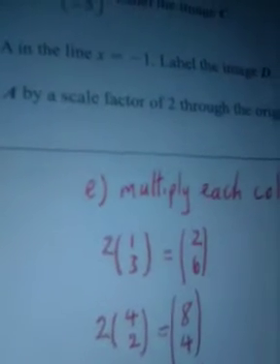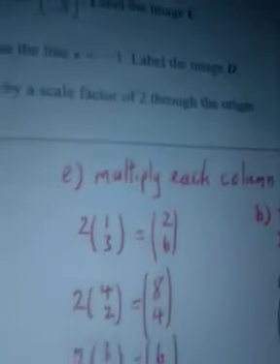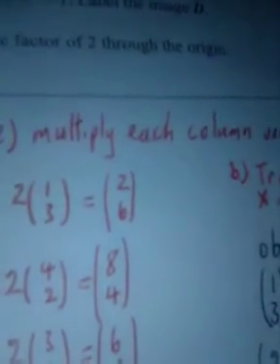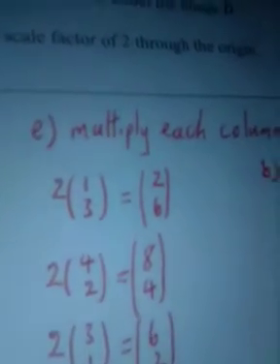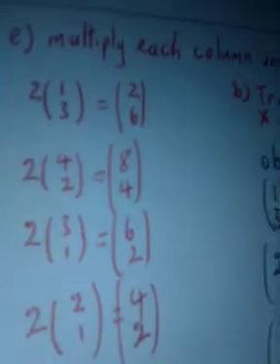Alright, so now the only thing we have to do for part E is multiply each column vector. The column vectors are simply writing X on the top and Y on the bottom. So we multiply everything by 2. 2 times the vector 1, 3 is going to be 2, 6. 2 times the vector 4, 2 is going to be 8, 4. 2 times vector 3, 1 is going to be 6, 2. 2 times the vector 2, 1 is going to be 4, 2. And then we plot each point, and you see this is our ending point.